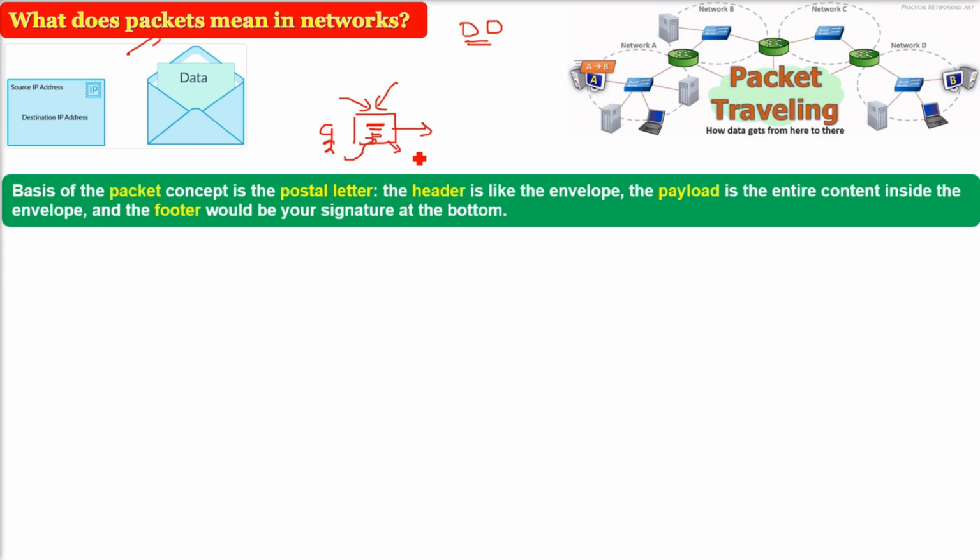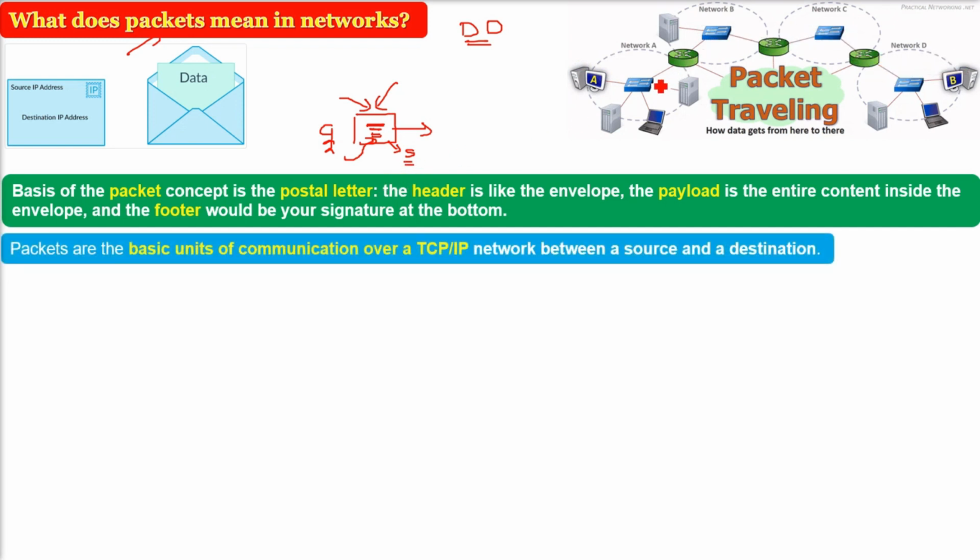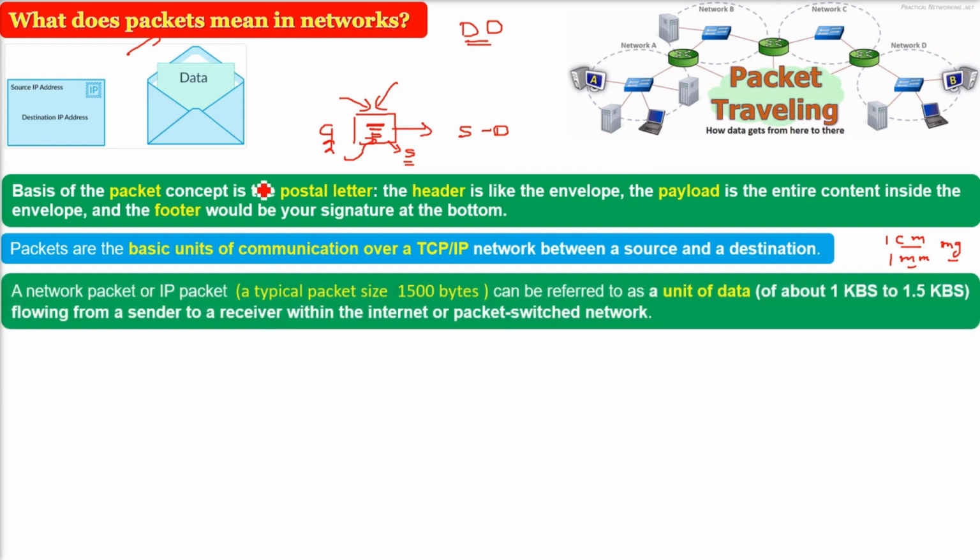So we have a postal letter, and the envelope can be called a packet. So in a computing environment, in a networking environment, packets are the basic units of communication over TCP/IP. So we have 1 centimeter, 1 millimeter, 1 milligram. There are certain units. Here also we can have an analogy with the communication over the network between the source and the destination. The network packet or IP packet or simply the datagram.